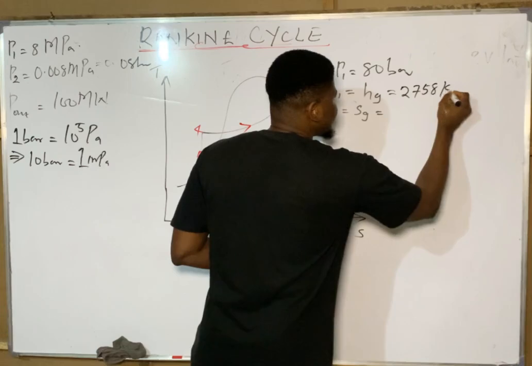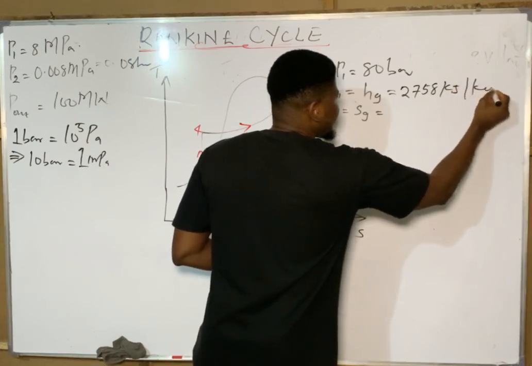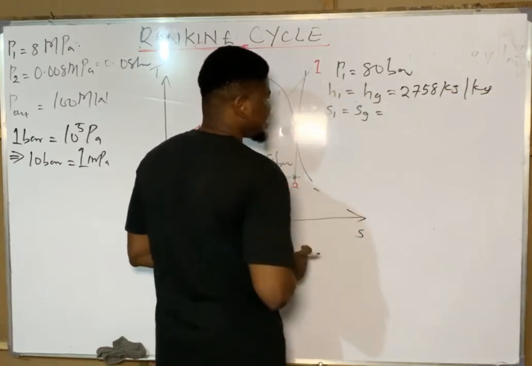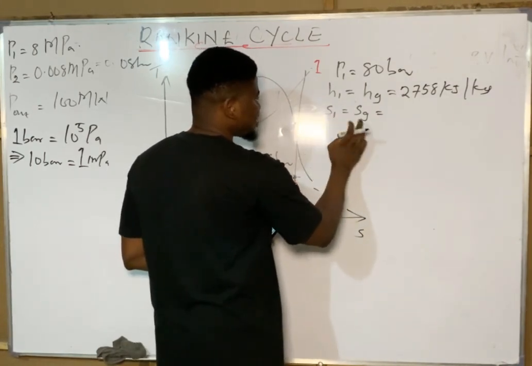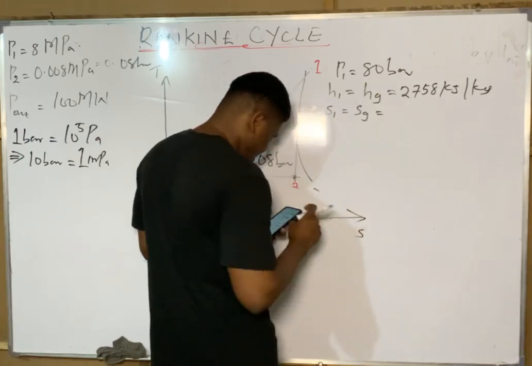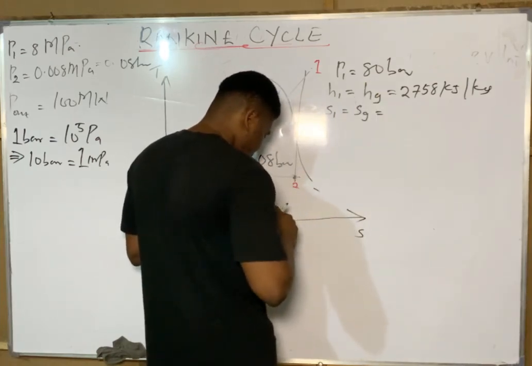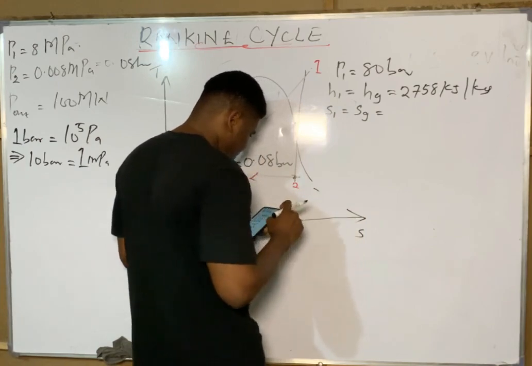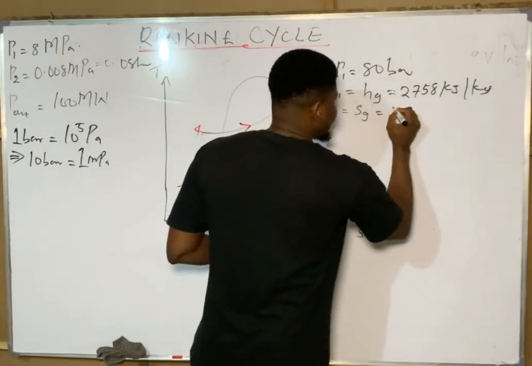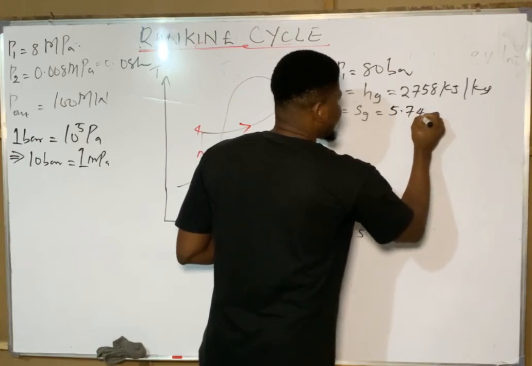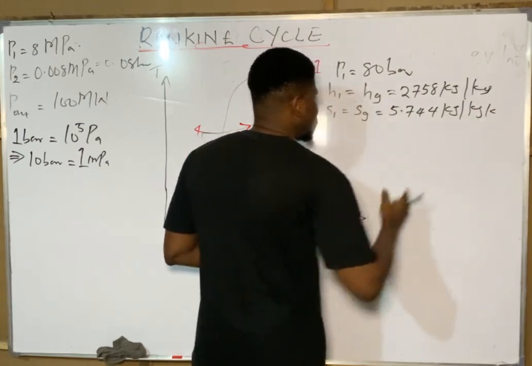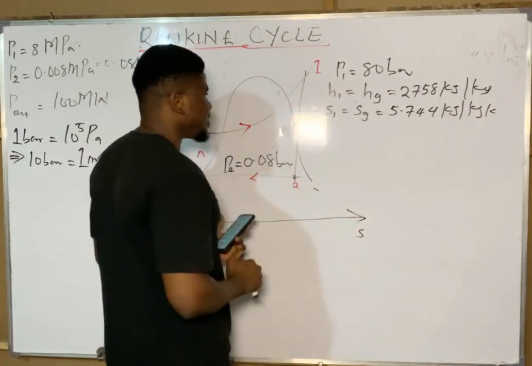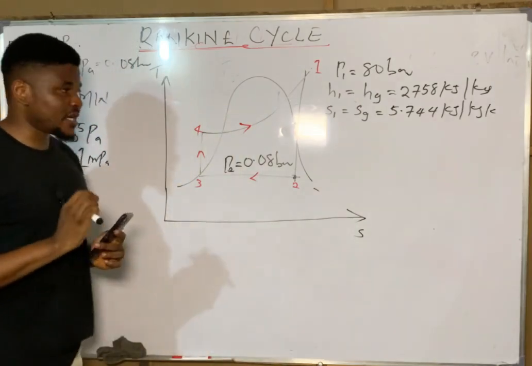2758 in kilojoules per kilogram. So that's Hg at that pressure. Similarly, we find the entropy corresponding to it, which is Sg, still at that same pressure. So Sg gave us 5.744 kilojoules per kilogram Kelvin. So we have S1. So these are the properties at state 1, and we pause.